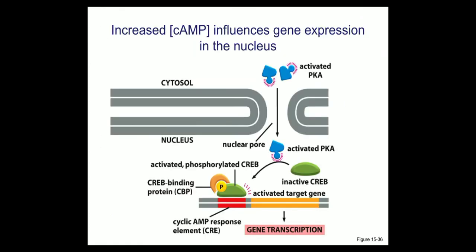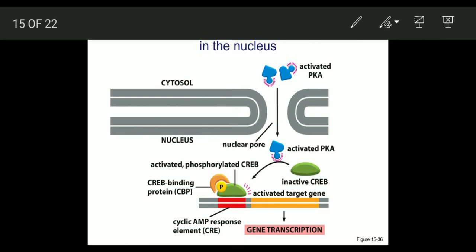Now after that, let's see how the increased cAMP influences gene expression in the nucleus. Here you can see the activated PKA catalytic part enters into the nucleus through a nuclear pore.